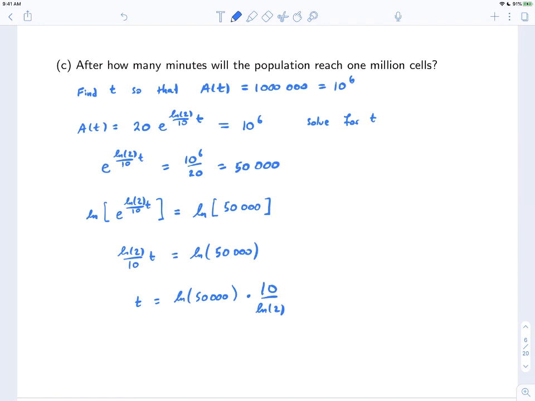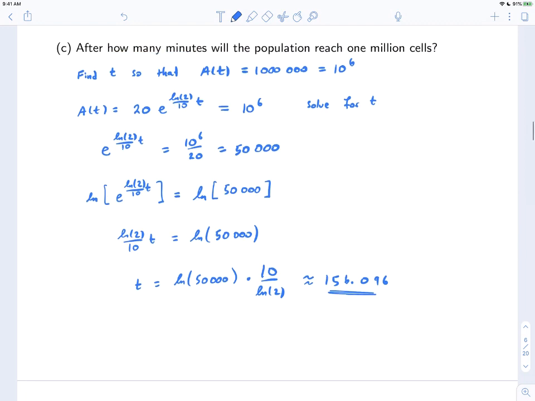So in order to know what this value is, we would need a computer or a calculator, and so this is going to give us approximately 156.096. So this is the approximate value. This is in minutes. So after how many minutes will the population reach 1 million cells? The answer is approximately 156 minutes. And that's our answer.